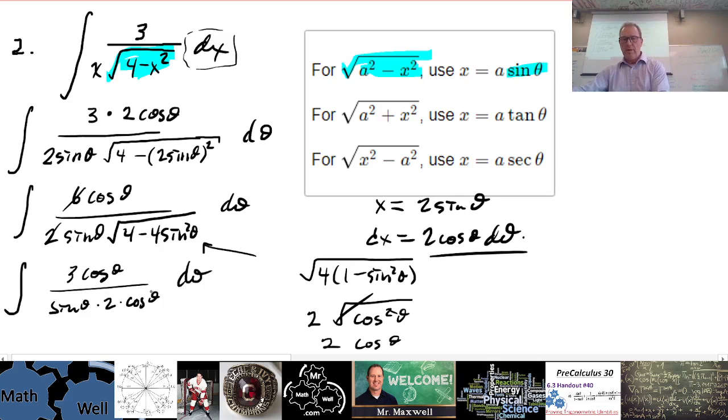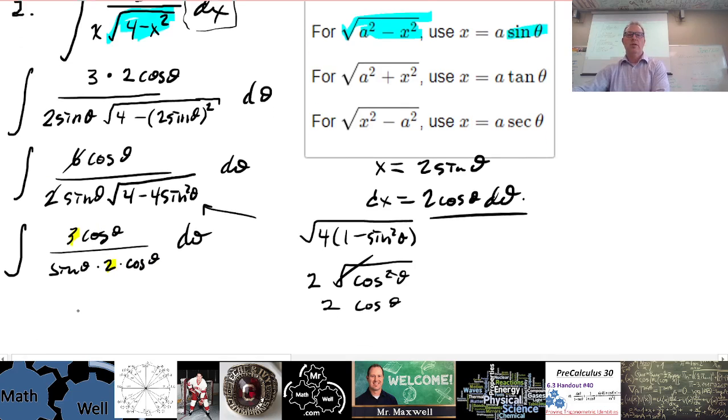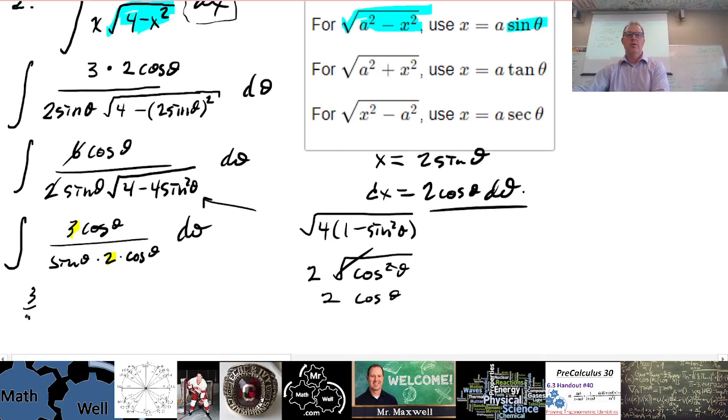So I'm going to be able to take a 3 over 2. I've got a constant here and a constant there. That's going to come out of the integral. So let me just skip down here. This is going to be 3 over 2 times the integral of cos divided by cos. That's gone, right? And that's going to be 1 over sine, which is what? Cosecant theta d theta.